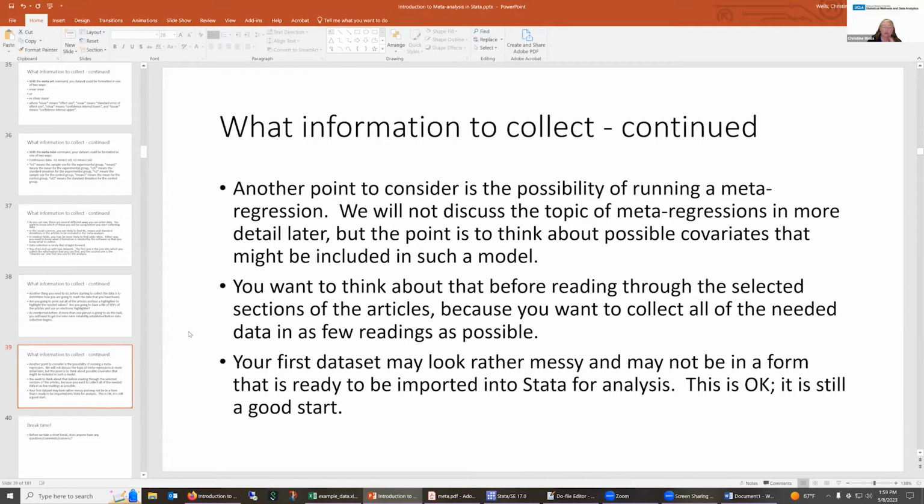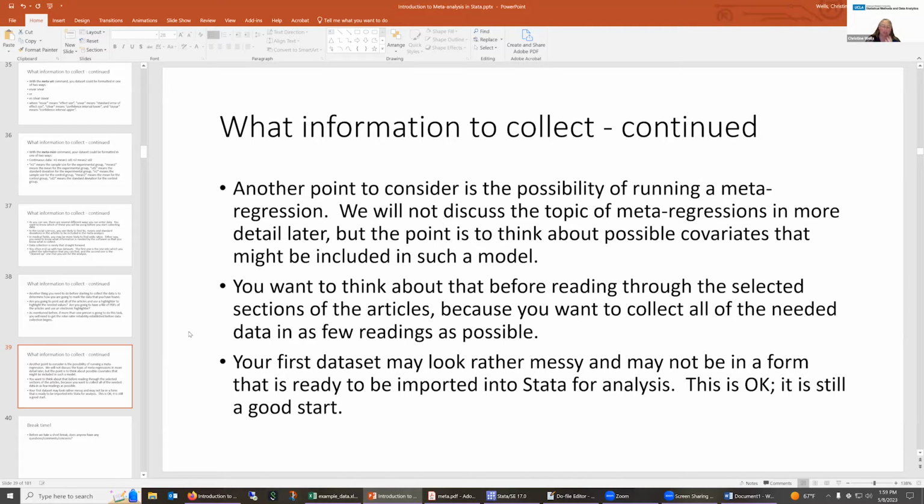Another possibility, and we're not going to get to the idea of a meta regression in this workshop, but if you do have designs on doing a meta regression, you might want to try to collect that information as you're going through the article, so you don't have to go through the article so many times. So you'll want to do that.